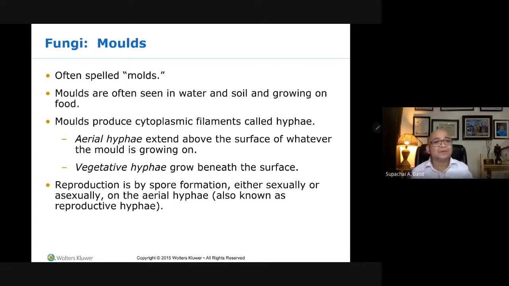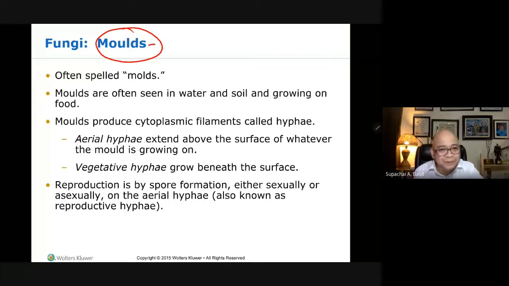Now let's talk about molds. Sometimes it is spelled as moulds, I think this is the British spelling, but nonetheless they're the same. Molds are often seen in water and soil, growing on food. In Tagalog we call it amang. Molds produce cytoplasmic filaments called hyphae. I think I have already discussed the difference between the aerial hyphae and vegetative hyphae. Aerial hyphae grow above the surface of whatever the mold is growing on, so usually it is used for reproduction.